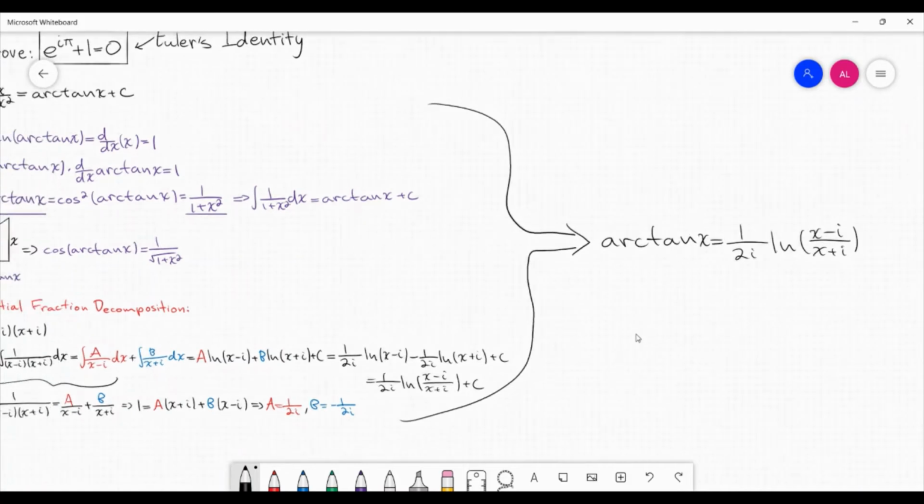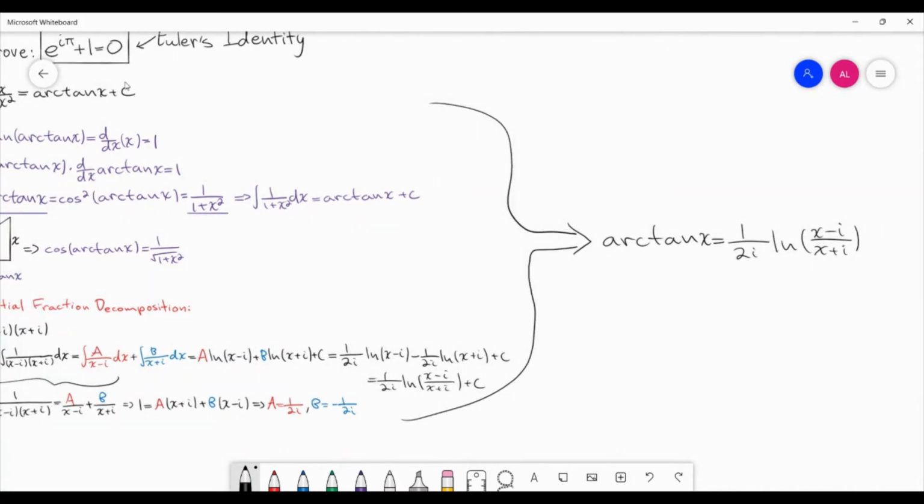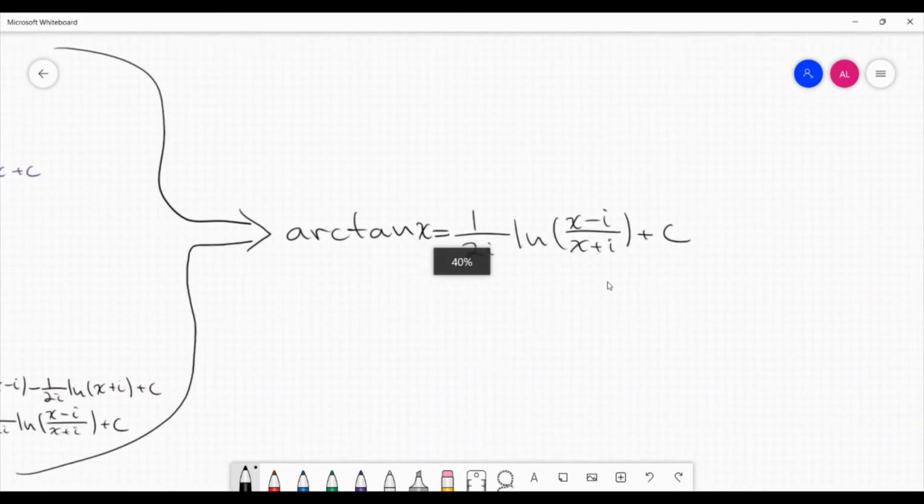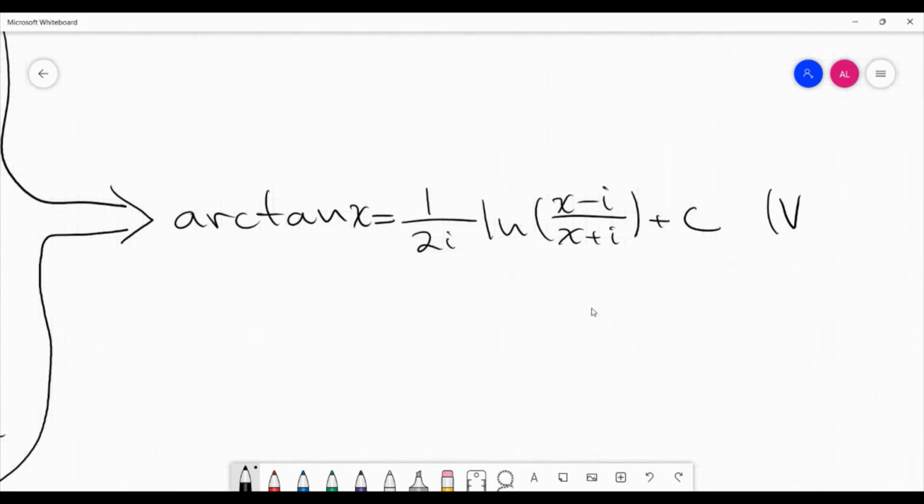But we have to be careful, because arctangent of x has a plus c, and this right here has a plus c. They don't have to be the same c. So these expressions right here only differ by a constant, which isn't necessarily 0, so we really have to be careful about that.